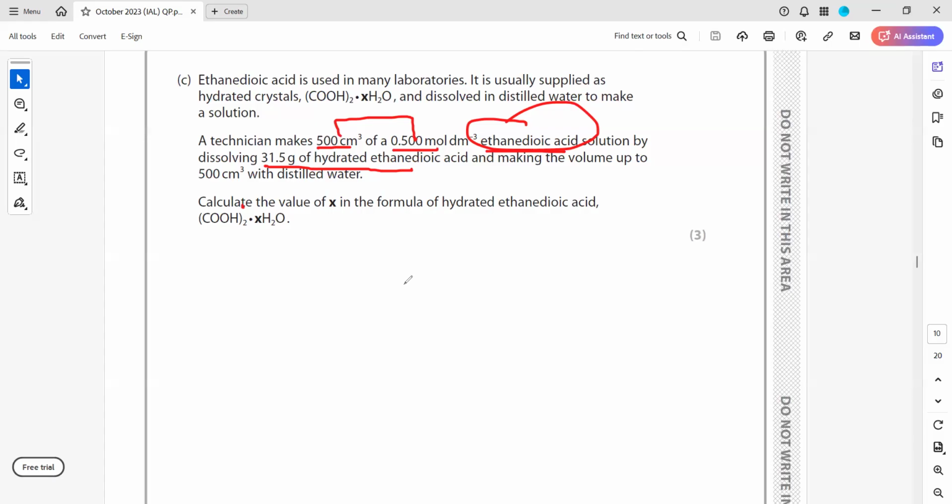So if we want the moles here, we have the concentration and the volume. So moles equal concentration times volume. This will give us the moles of ethanedioic acid.